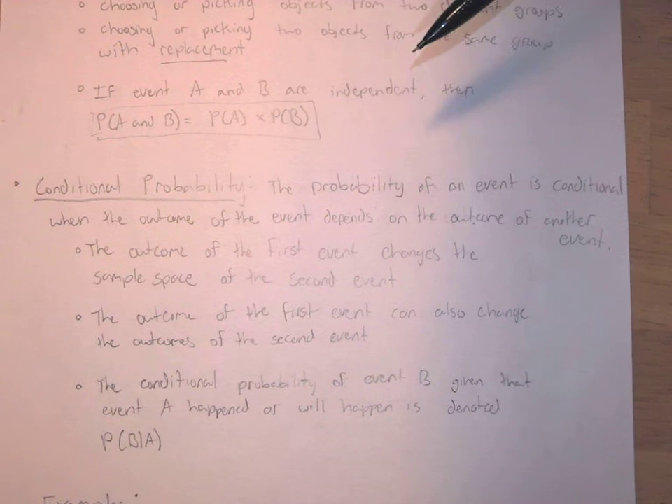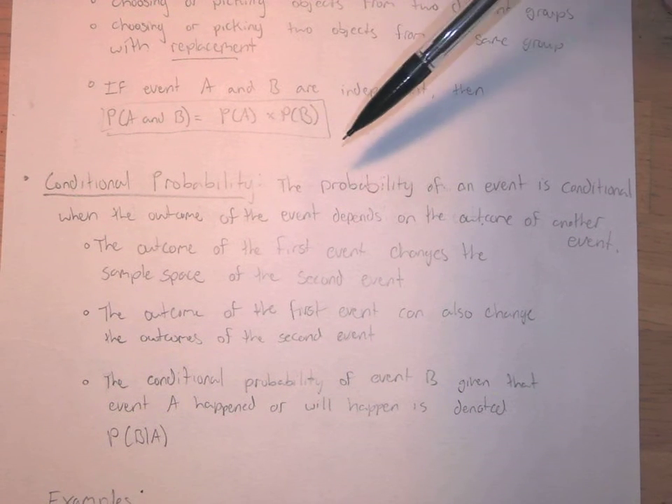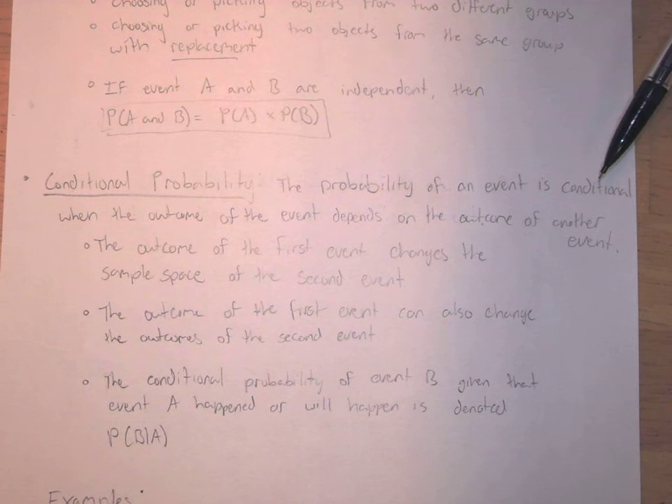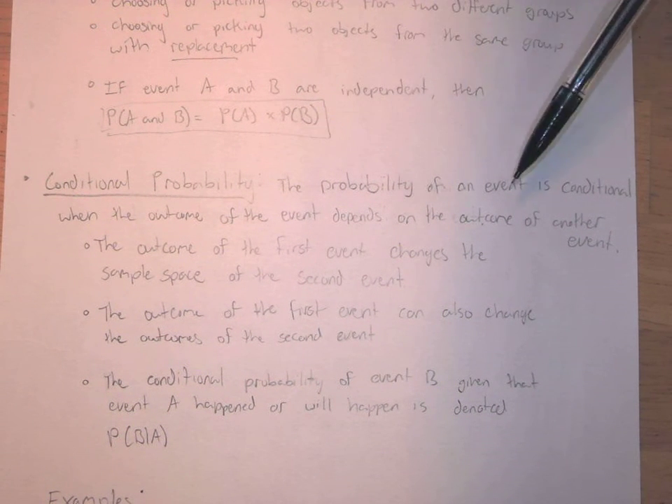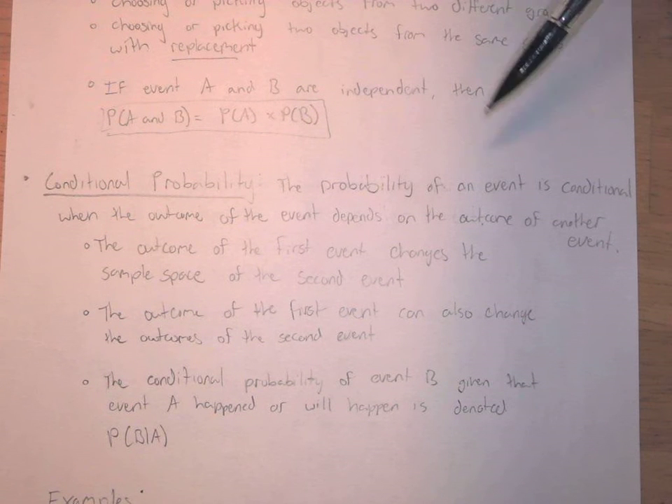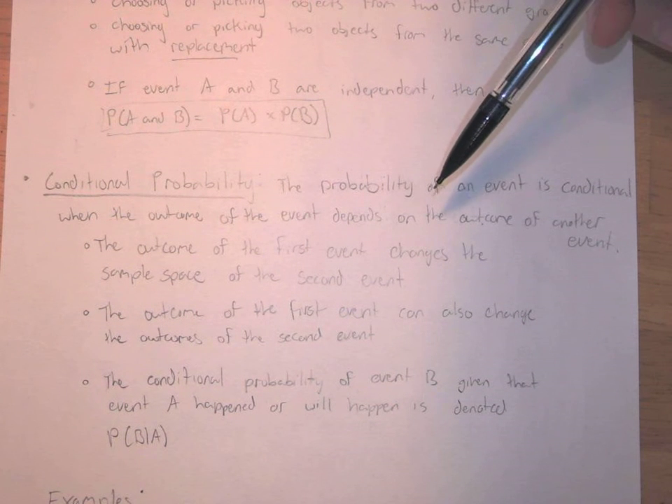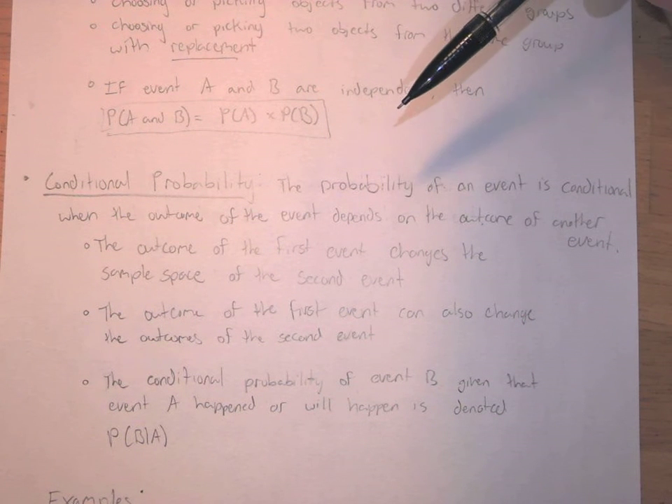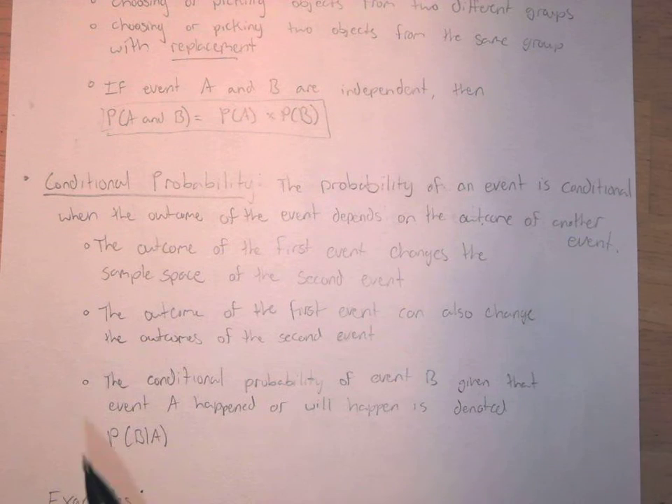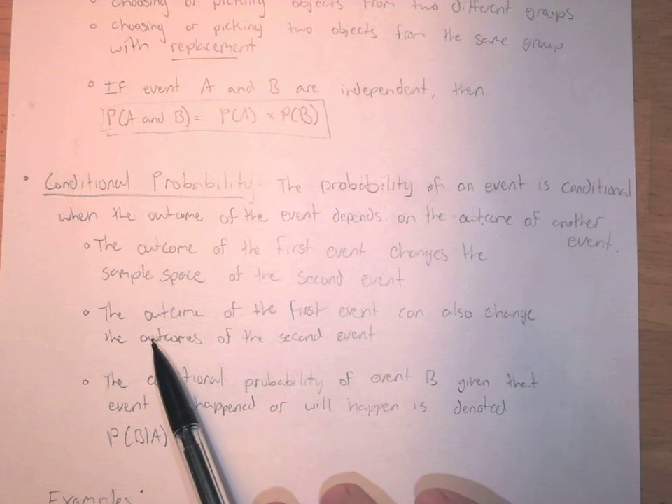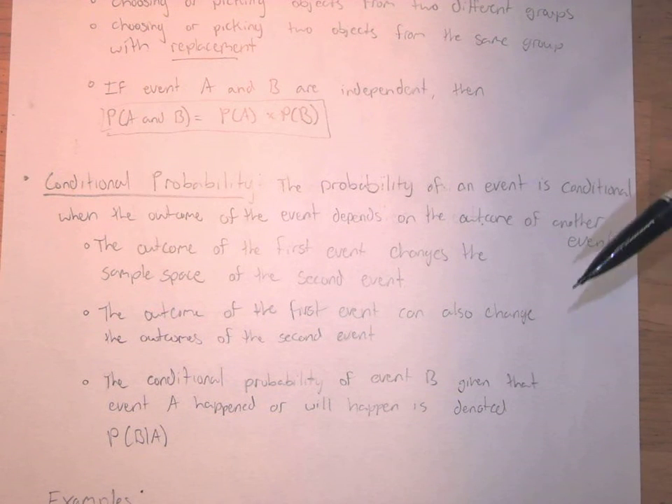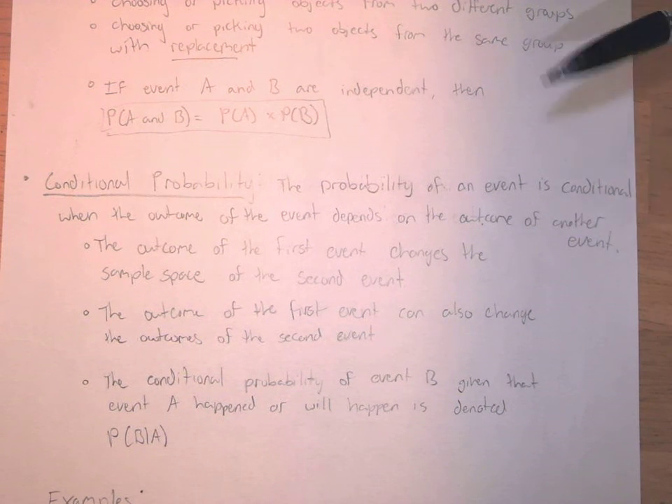Okay, conditional probability. The probability of an event is conditional when the outcome of the event depends on the outcome of another event. So a single probability is conditional if it depends on something that already happened. An example of that is if you choose a marble and you don't replace it, and then you choose a second marble from the same bag, the second probability would depend on the first one.